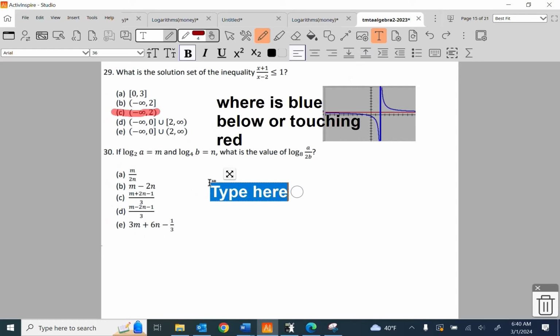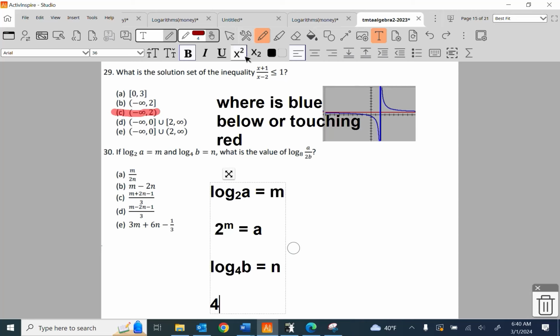So I guess I need to take my little equations and solve them for A and B. Let's start with this one: log base 2 of A equals M. This is equivalent to 2 to the M equals A. And I have log base 4 of B equals n, so 4 to the n is equal to B.